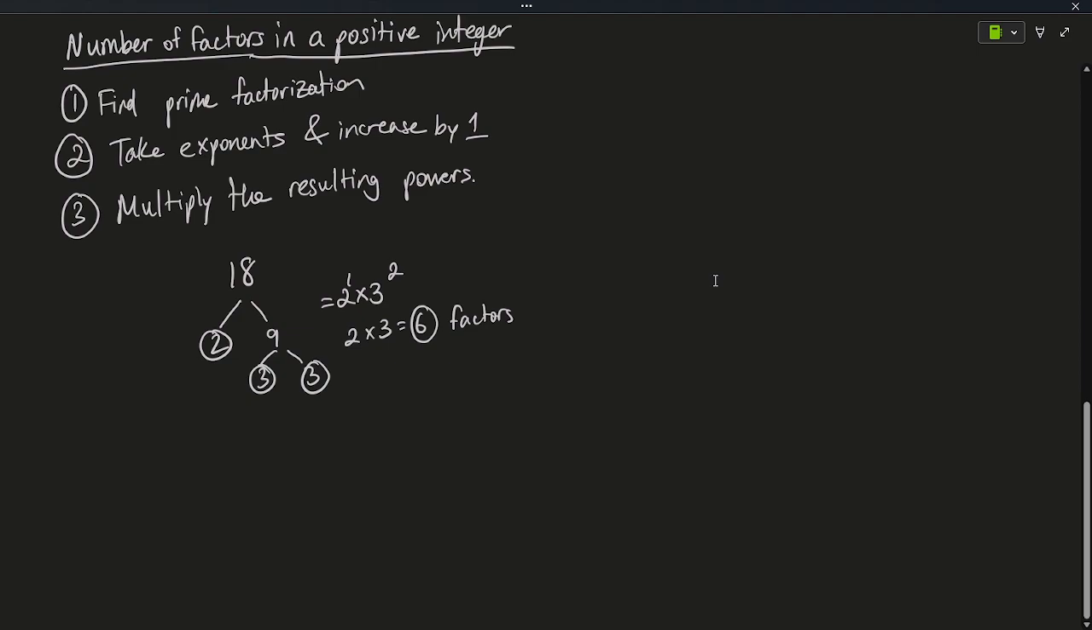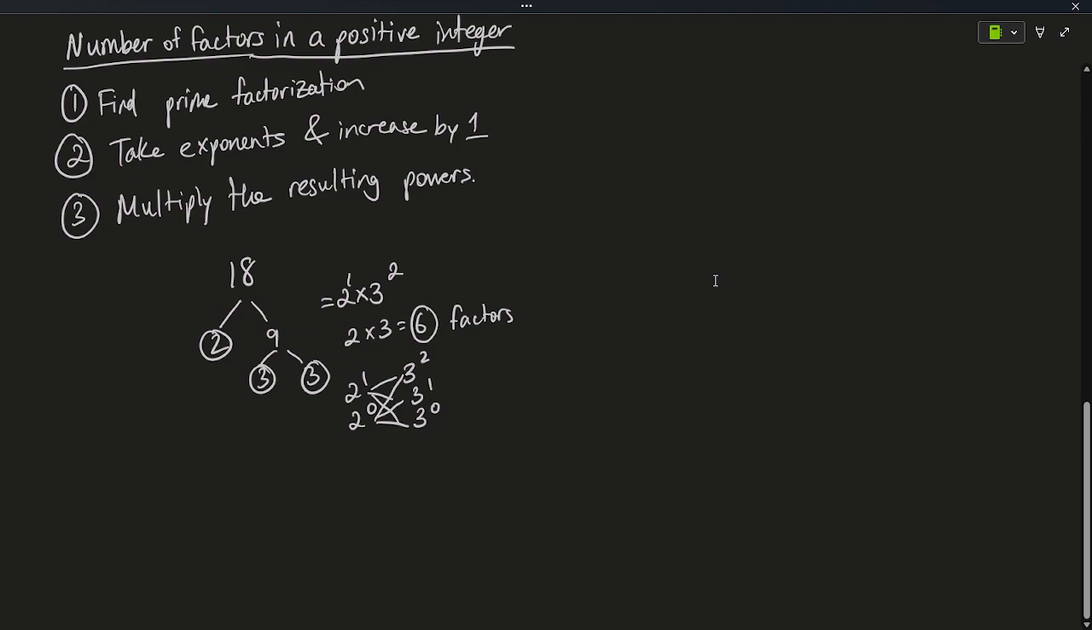Now this is because we use a little bit of permutations here, because 2 to the 1 divides 2 to the 1 and 2 to the 0, right? And 3 to the 2 divides 3 to the 2, 3 to the 1, and 3 to the 0. So what are the different options of factors that we can make? You could do 2 to the 1 times 3 to the 2, 2 to the 1 times 3 to the 1, 2 to the 1 times 3 to the 0, 2 to the 0 times 3 to the 2, 2 to the 0 times 3 to the 1, and 2 to the 0 times 3 to the 0.